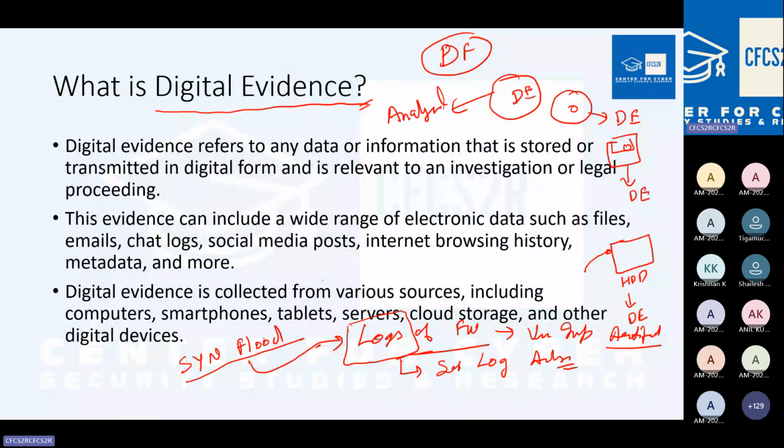Okay, so SYN flood attack is a very important attack, which is usually used to do the DDoS attack, distributed denial of service attack. So logs are very key artifacts, I would say, to uncover the forensics during any digital evidence issues. So this evidence can include a wide range of electronic data, such as files, emails, chat logs, social media posts, internet browsing history, metadata, and more. So logs are also digital evidence collected from various sources, including computers, smartphone, tablet, server, cloud storage, and other digital devices.